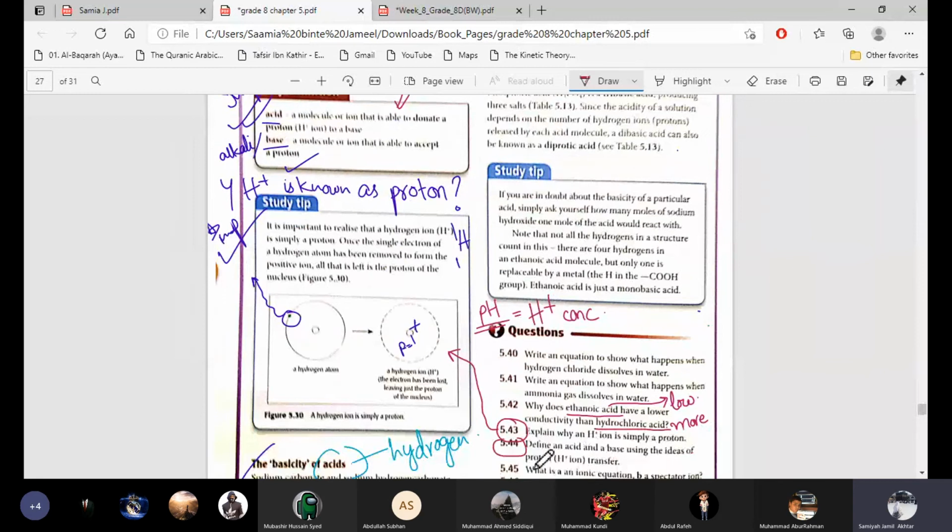If this type of question comes, then you don't write the ordinary definition of acid and base. You have to write in terms of protons: which is able to donate a proton is an acid and able to accept a proton is a base.